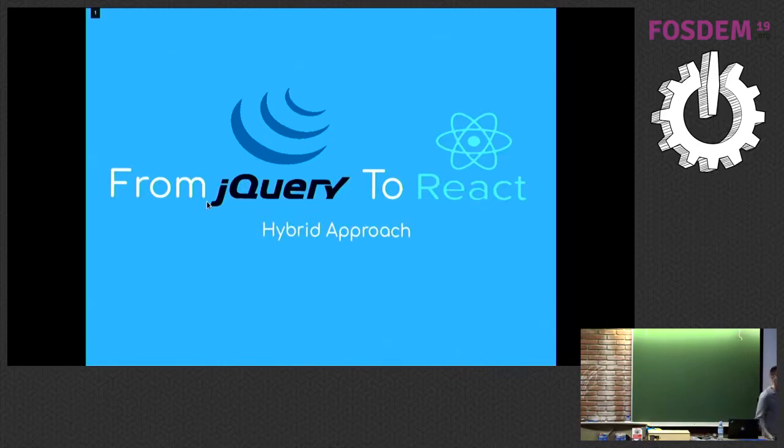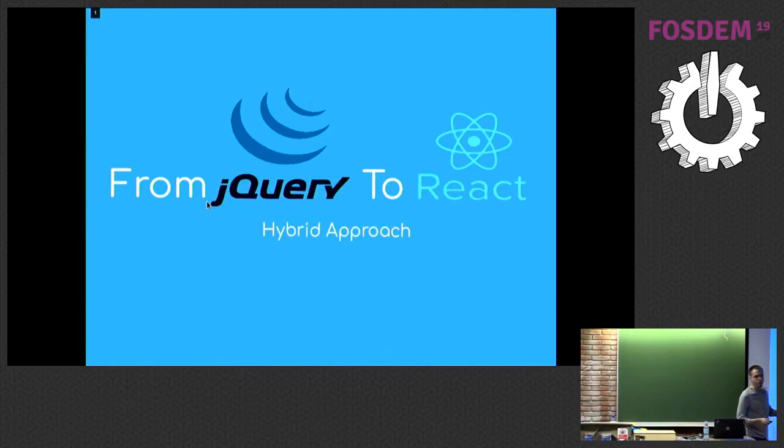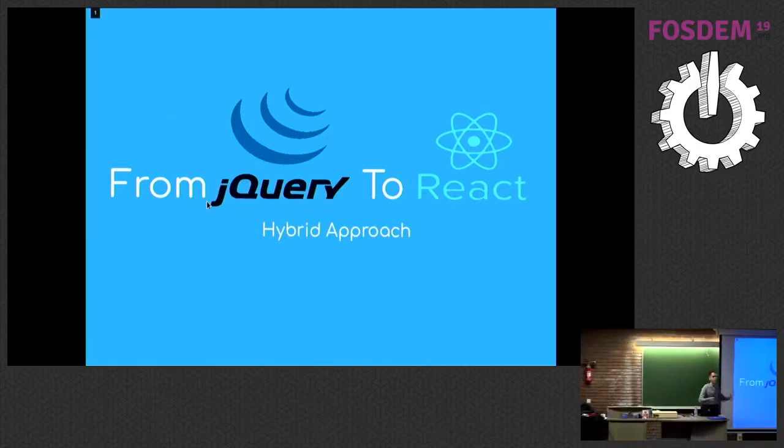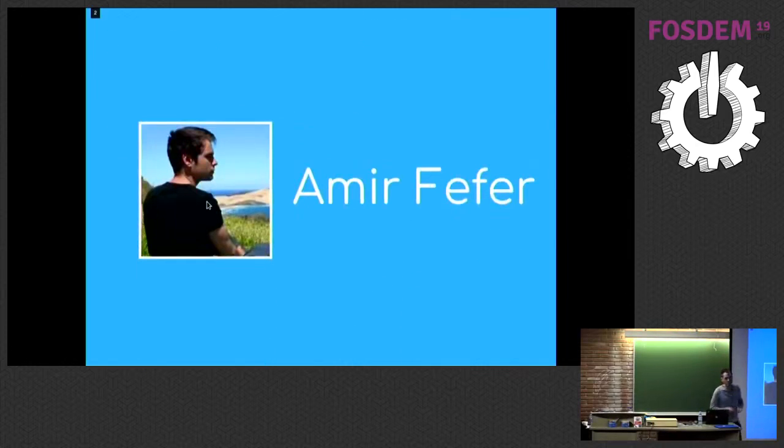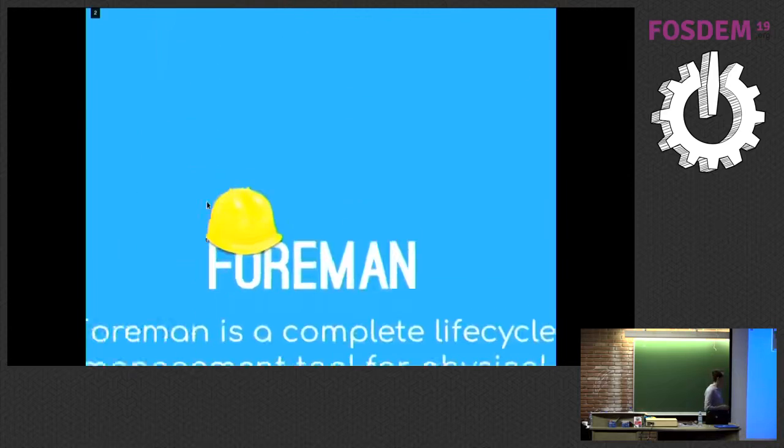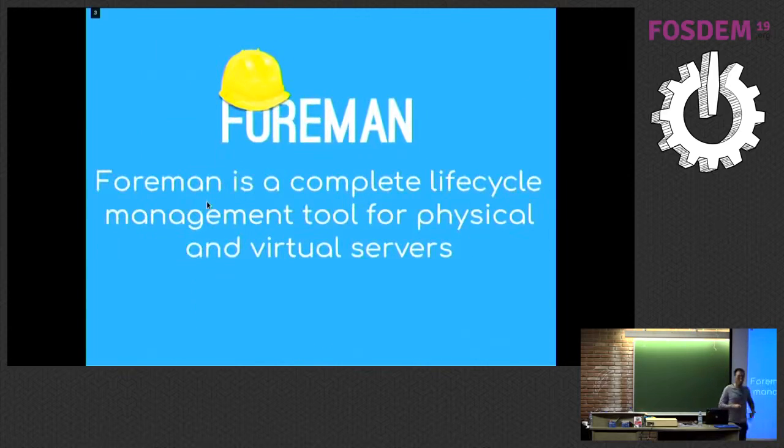Hi everyone. It's amazing to see so many people in the JavaScript room. So today I will talk about the process, the transformation from legacy JavaScript from server-side rendering into a more modern web application, which in our case is React. So first of all, my name is Amir. I work at Red Hat for more than 3 years, and in my team we mostly focused on Foreman. Foreman is an open source management tool for servers, physical servers, and of course virtual servers.